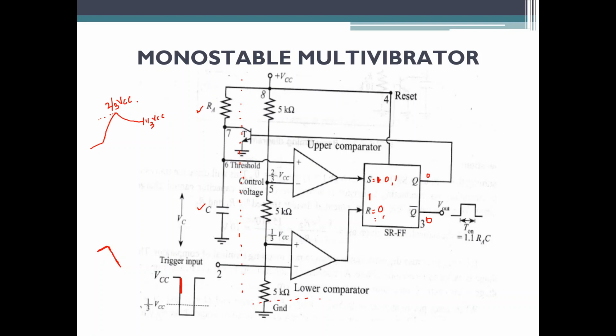Till where it is going to charge? Till 2 by 3 VCC. Once the capacitor charges to 2 by 3 VCC, what should happen? It should discharge to 1 by 3 VCC. Once it discharges to 1 by 3 VCC, again your transistor is turned on and again the capacitor is going to charge. So this 2 by 3 VCC and 1 by 3 VCC is going to repeat in the monostable multivibrator. See, this is the circuit.